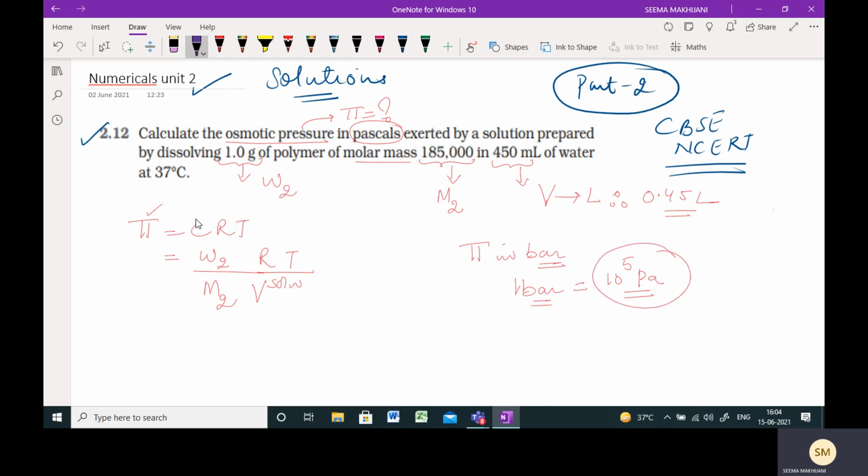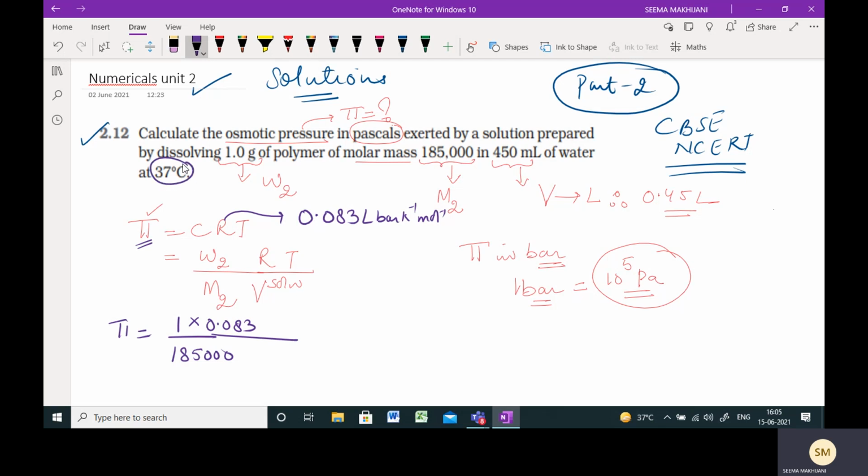Fine. So what I would do now is, take the value of R as 0.083 liters bar Kelvin inverse mole inverse, so that the value of pi, the osmotic pressure, comes out to be in bar. Let's substitute. So your osmotic pressure therefore is, weight of the solute is 1 gram, molecular mass is 1,85,000, R is 0.083, temperature given is 37 degrees C.